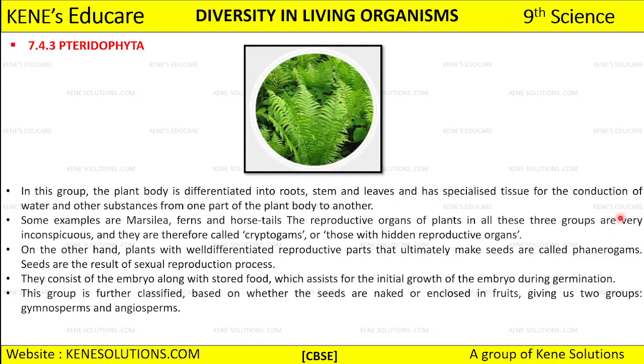So it becomes Pteridophyta. Okay, all the plants that come under this division Pteridophyta, here the plant body is going to get differentiated into root, stem and leaves, and they are even going to have specialized tissue so that they can conduct water as well as food and minerals from one part of the body to another. Having specialized tissue means having xylem and phloem. So you need to remember that. Some examples of plants coming under Pteridophyta are Marsilea, ferns and horsetails.